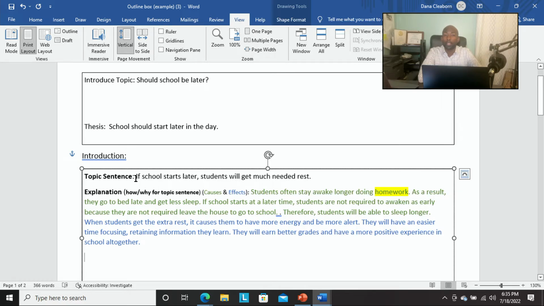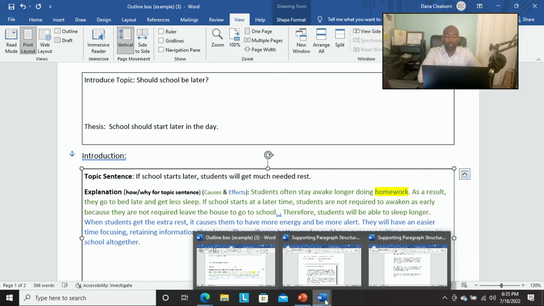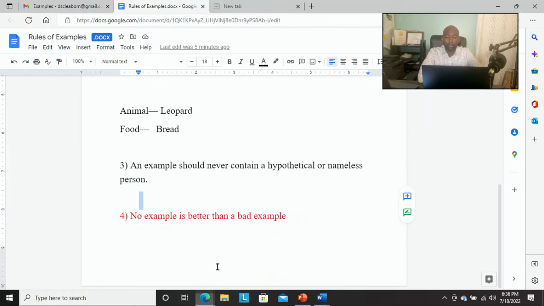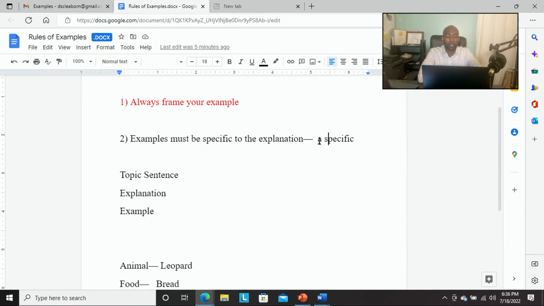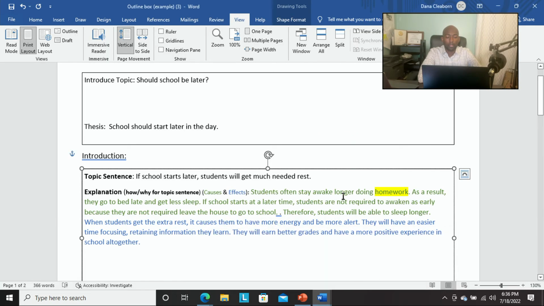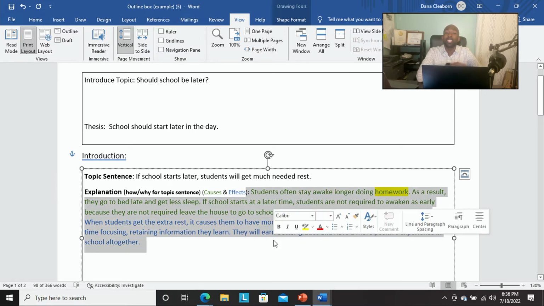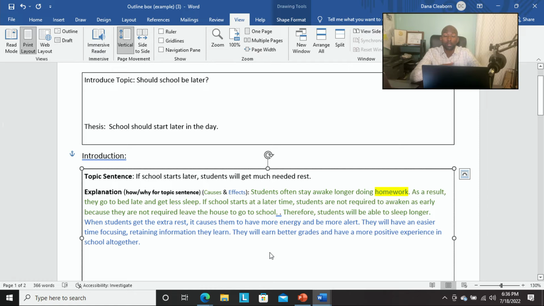Okay? Hopefully that's clear. Now, if we're going to write an example for this, what we have to do is choose, remember, an example is specific to the explanation. It's a specific. So what we do is we look at something that we mention in the explanation that we can give a specific for. And then we explain the same thing only for that specific that we chose.